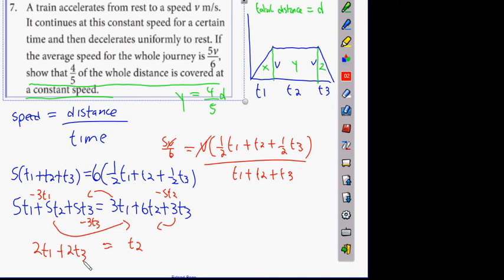Now, why did I isolate T2 in this example anyway? What we said at the start of the question was that we had to show that 4/5 of the entire journey. So we need the time of this section here to find the distance of this section here. Okay, that's why we decided to isolate T2. So what we have now is that T2 on its own is 2T1 plus 2T3. Okay, that's no bother there.